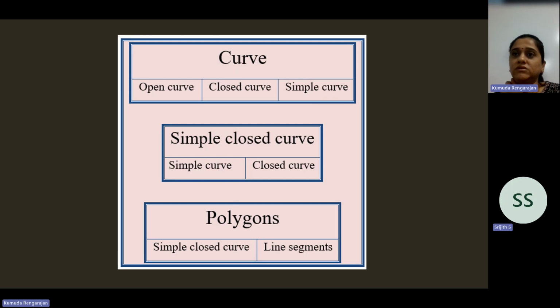So that's about curves. Curve, open curve, closed curve, simple curve, and then simple closed curves made up of line segments, which is a polygon.